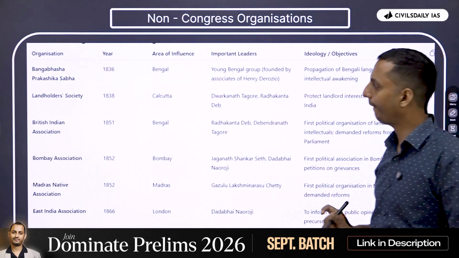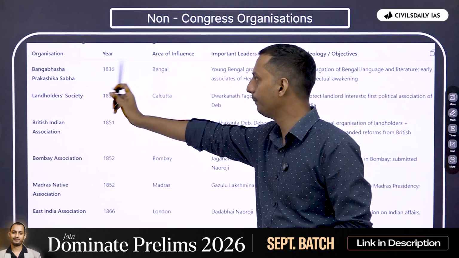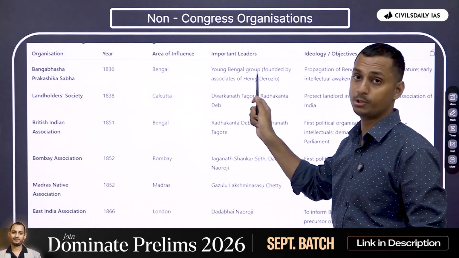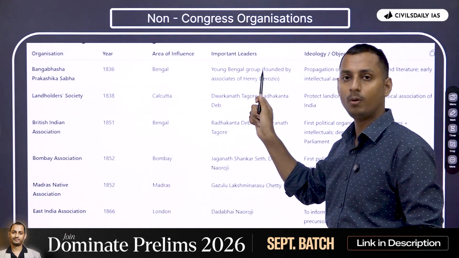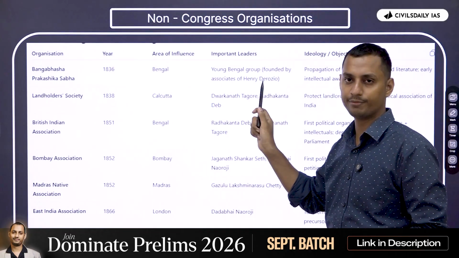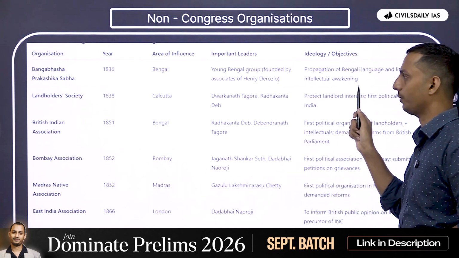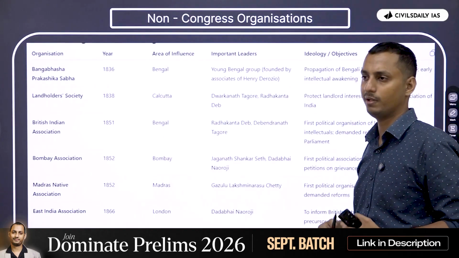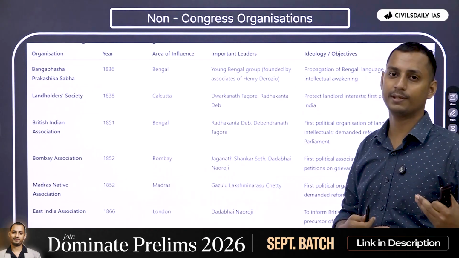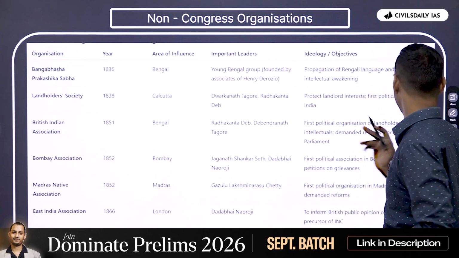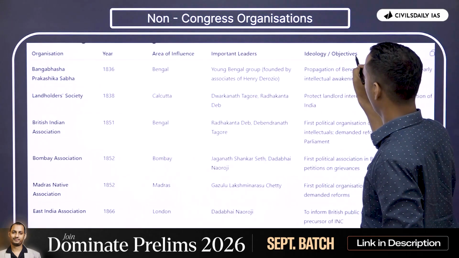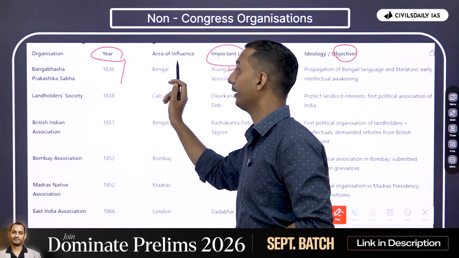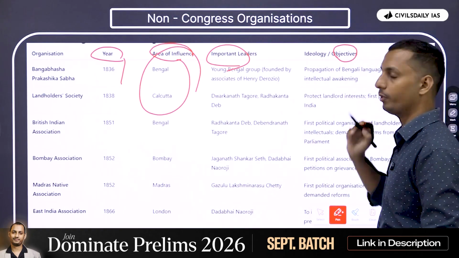So, how to make a note? Organization, year, area of influence, which region they were operating in, and the important leaders. This is the most important thing. Okay. You have to know all the important leaders or the founders of most of the important organizations, and also the basic ideology. What did they propagate? Were they reformist, intellectual, or conservative, whether they were an atheist organization, or whether they said go back to the Vedas, something like that. Okay? So the objective or ideology, important leaders, the year, and also the area of influence. This is how you have to prepare notes for the same.